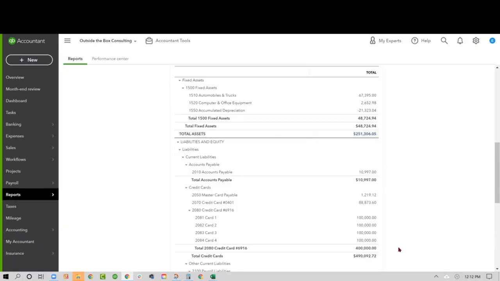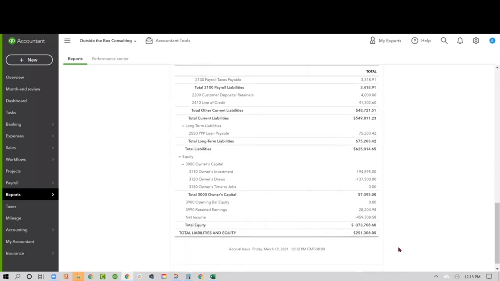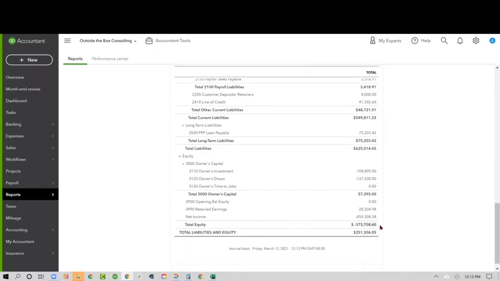The difference being their equity in the company. If they liquidated today, sold all their assets and paid off everything, they'd still be in debt. So if you look, total equity is a negative 373,000. So this is kind of showing the value of the business if it was going to be liquidated today. Not good, right? So the chart of accounts actually mirrors here.